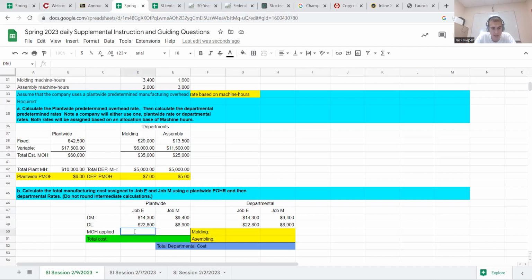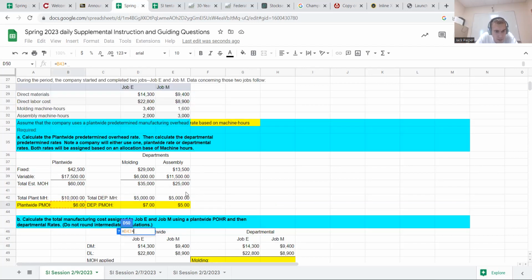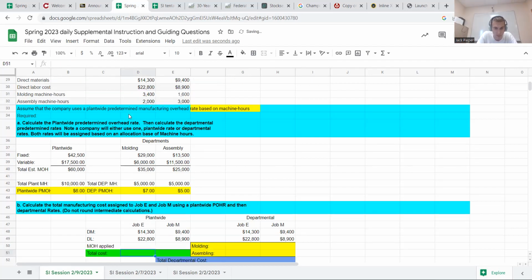So what we're going to do here for job E, using the plant-wide overhead rate, we're going to hit equals, right? Then we're going to take the $6 of overhead times the total amount of machine hours in job E. So we'll do 3,400 plus 2,000. And we'll close the parentheses and we'll hit equal.